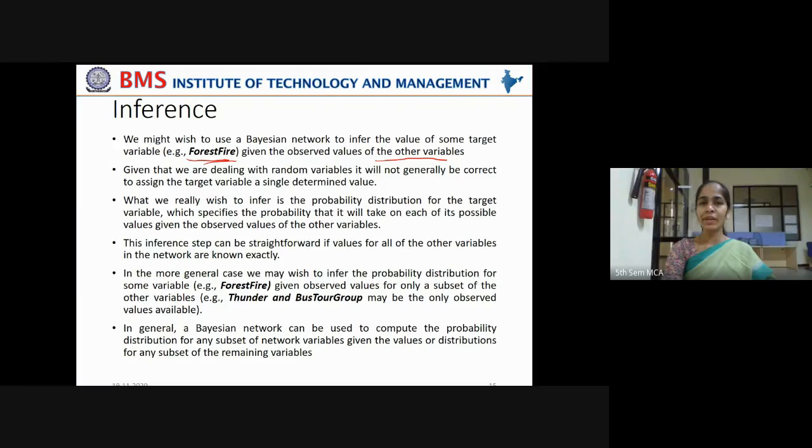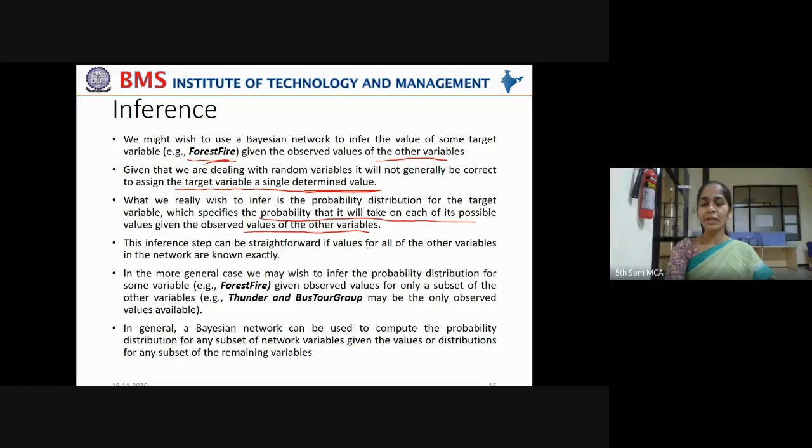Okay. Now, given that we are dealing with random variables, it will not generally be correct to assign the target variable a single determined value. What we really wish to infer is the probability distribution for the target variable, which specifies the probability that it will take on each of its possible values given the observed values of the other variables. Now, the other variables' observed values are given. You can easily calculate the probability distribution of the child value when the local probability distributions are available to you as a table.